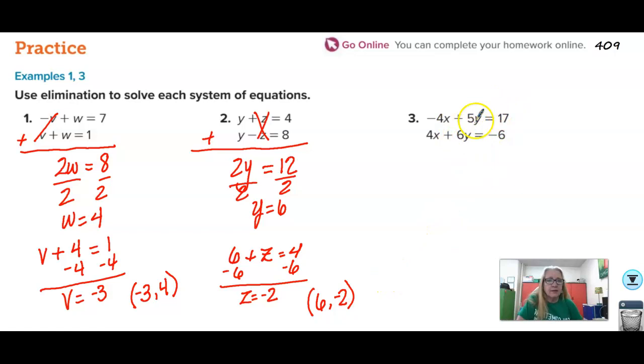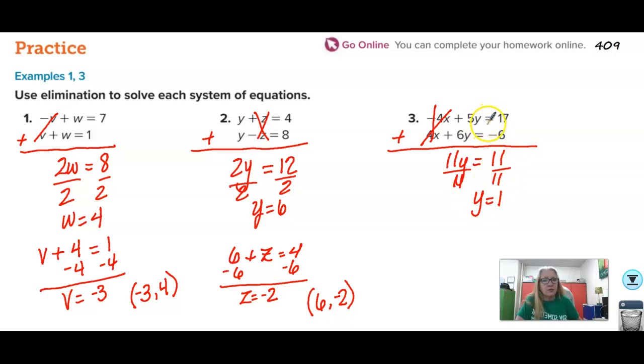Now over here, it's getting a little more interesting. That was just too easy. I do see that these 4's are opposites, so we can just add these two equations together. That knocks those 4's out. 5y plus 6y is 11y. And 17 minus 6, I'm adding them together, but it's 17 plus negative 6 gives me 11. And then if I divide both sides by 11, I get that y is 1.